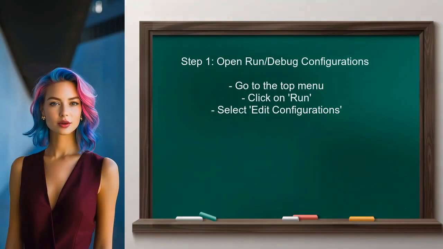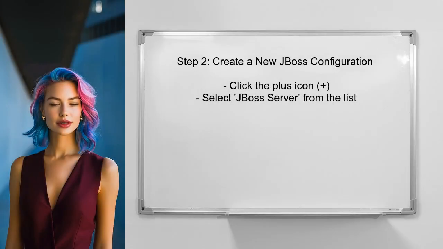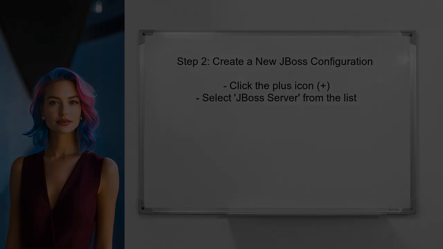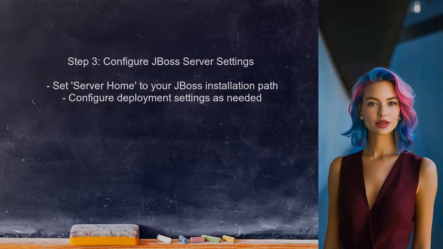To override the default Jetty server in IntelliJ's GWT Debug configuration, the user should first open the Run Debug Configurations dialog. This can be accessed from the top menu under Run, then select Edit Configurations. Next, the user needs to create a new configuration for the JBoss server. In the Run Debug Configurations dialog, click the plus icon to add a new configuration and select the JBoss server option.